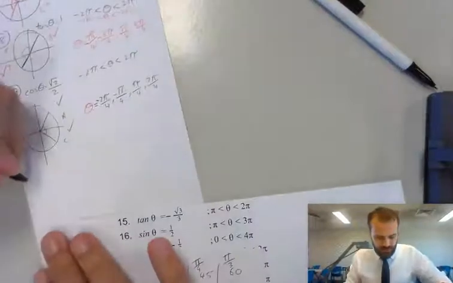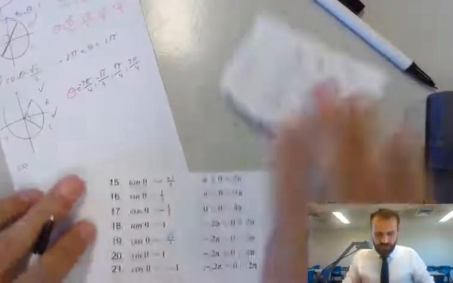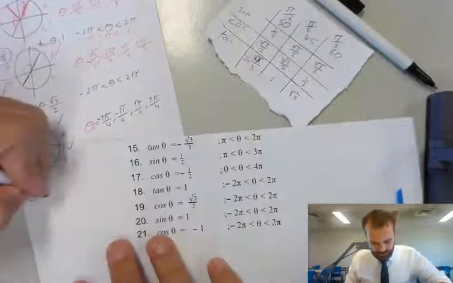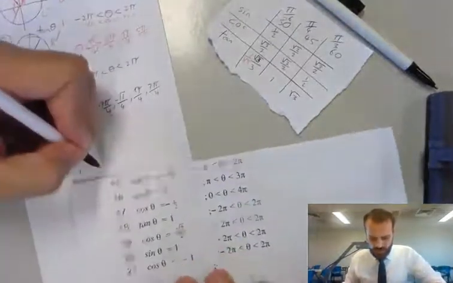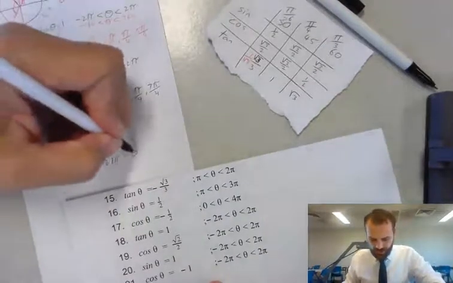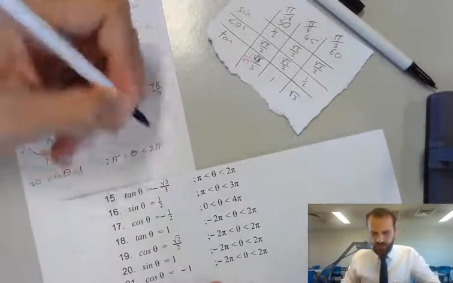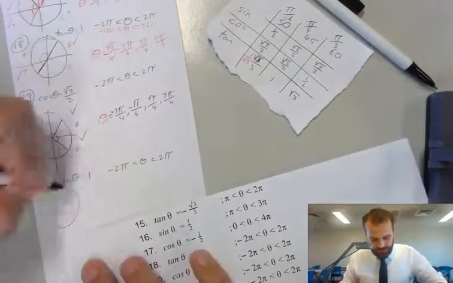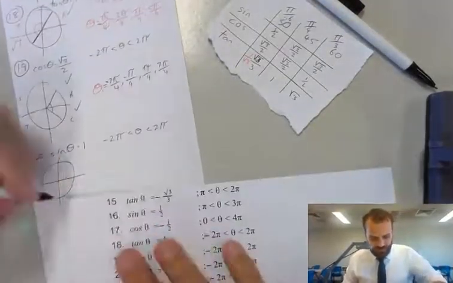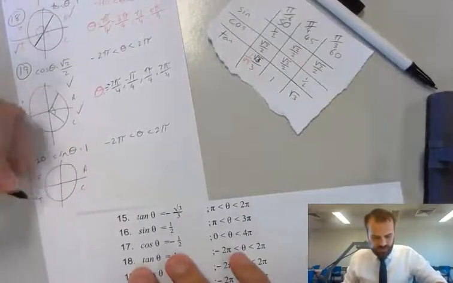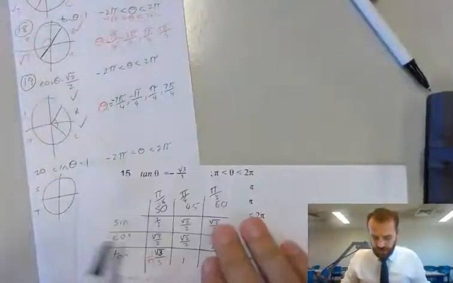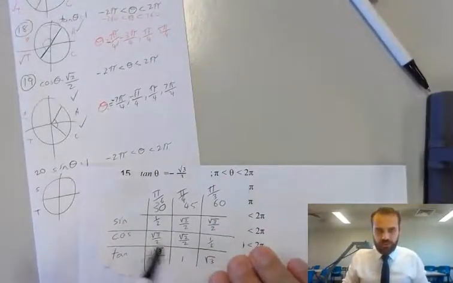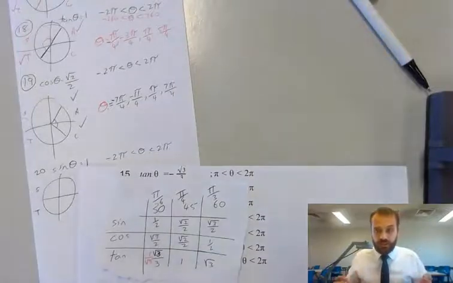Alright, 2 to go. Question 20, sine theta equals 1. Now, I've thrown this one in here. Definitely need to know stuff like this. Circle, C-A-S-T, sine theta equals 1. I pull this thing out, I look here, sine theta equals 1. When does sine theta equal 1?